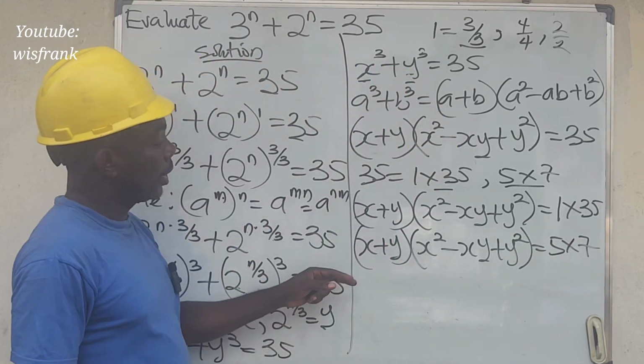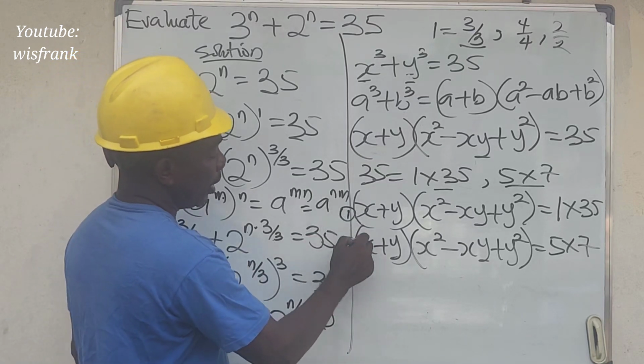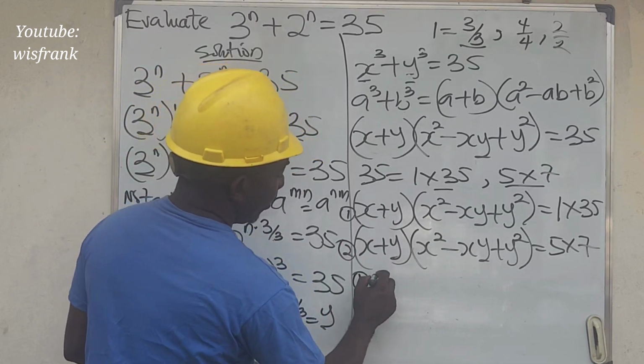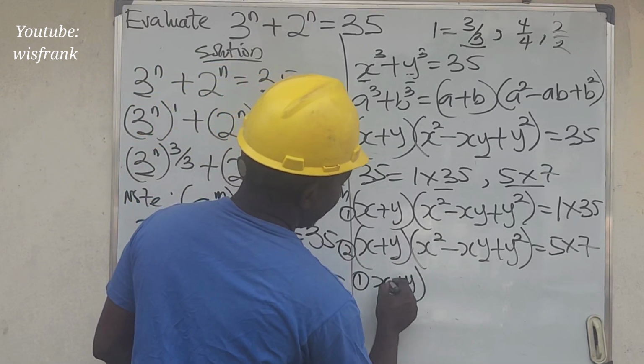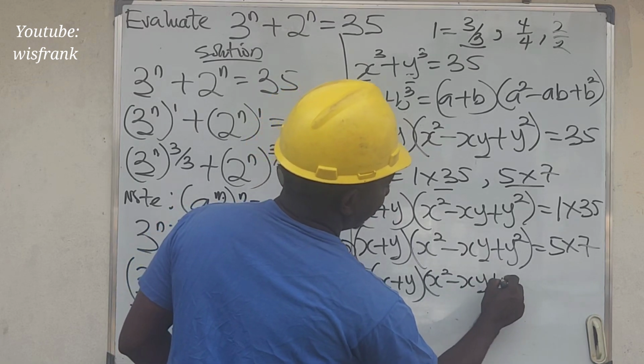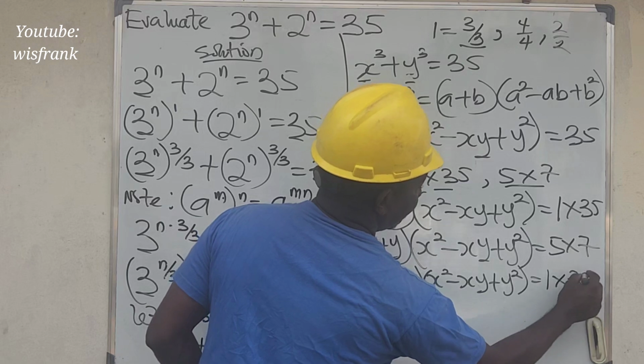So in this case, we can treat this one after the other. This is our case 1 and this is our case 2. So we take the first one, which is case 1. We have x plus y into x to the power of 2 minus xy plus y to the power of 2 equals 1 times 35.